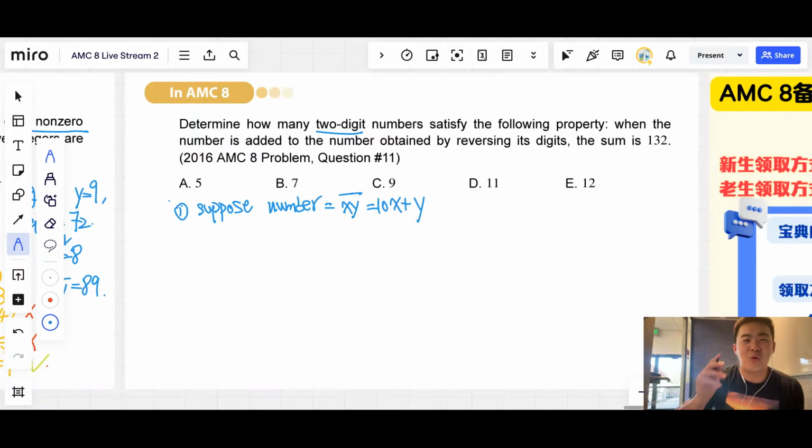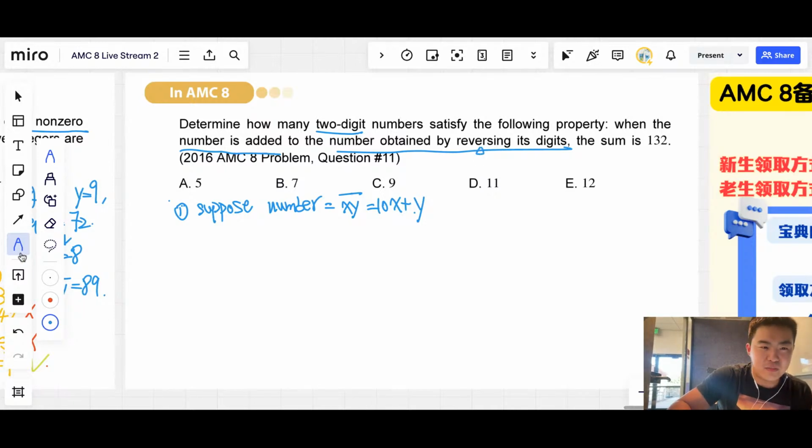Good. So when the number is added to the number obtained by reversing its digits, okay, it's a little bit hard to understand, but let's read it again. Wait, let me get my notes ready. So the number is added to the number obtained by what? Reversing its digits. The sum is 132.